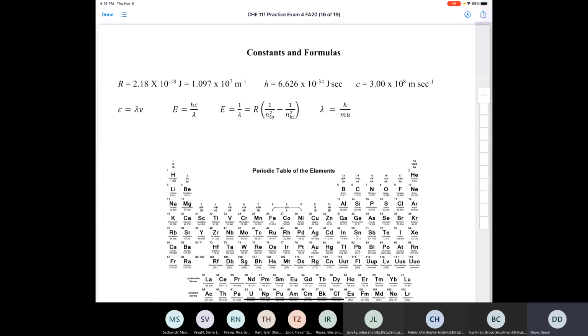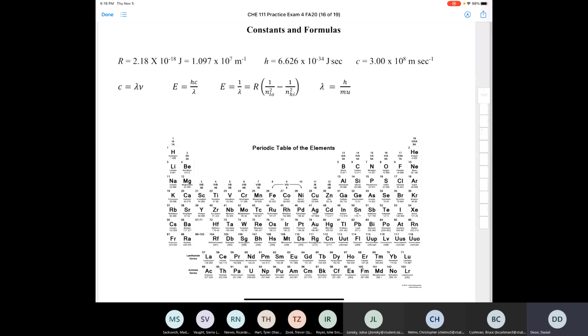Okay, Chemistry 111. This is practice exam 4. You can see on the first page, I have the constants and formulas. You will be allowed to bring a sheet similar to this into the examination room using Respondus Lockdown Browser. I will post that sheet to D2L so that you can print it out and have it in plenty of time. The sheet will look virtually the same as this one here.